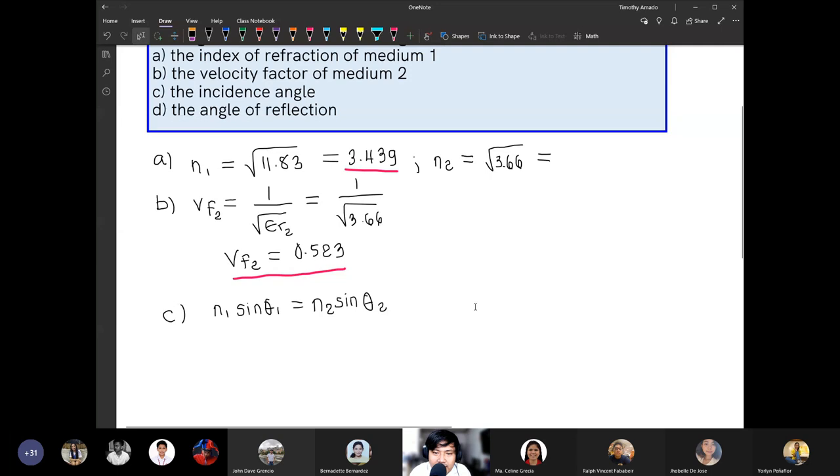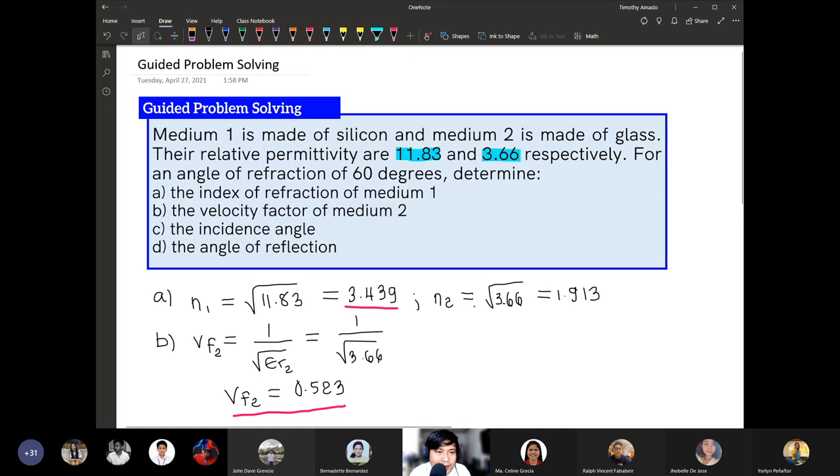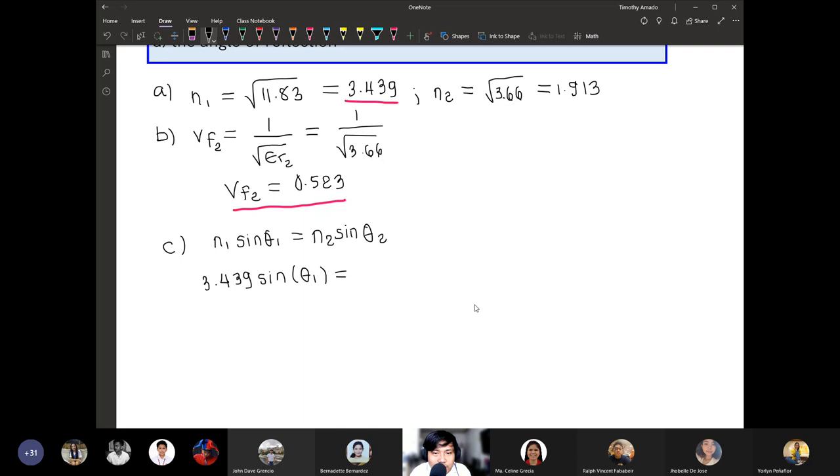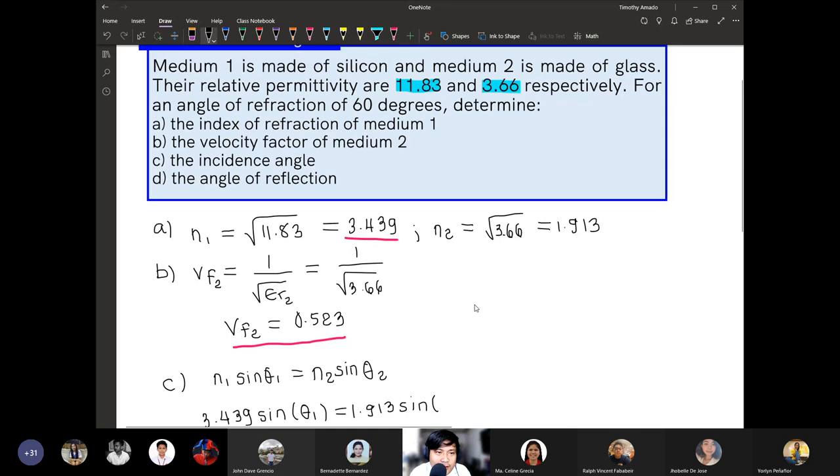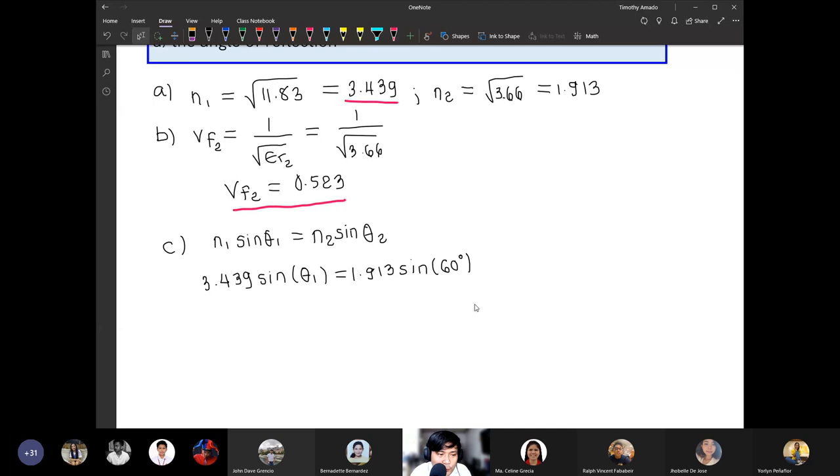Alright. So, gamitin natin dito. So, we have 3.439, sine ng theta 1. Okay, ano yung theta 1 natin? Yun yung hindi natin alam. Alright? Is equal sa N2, which is 1.913, sine ng theta 2. So yung theta 2, guys, is 60 degrees, kasi yung theta 2, yung refraction yun, at yung theta 1, yung incidence. So what is theta 1? Pag sinolve nyo yung theta 1, use the solve function, or you just solve it manually. Madali lang naman. 1.913 times sine 60 divided by 3.439 and then you get the arcsine.